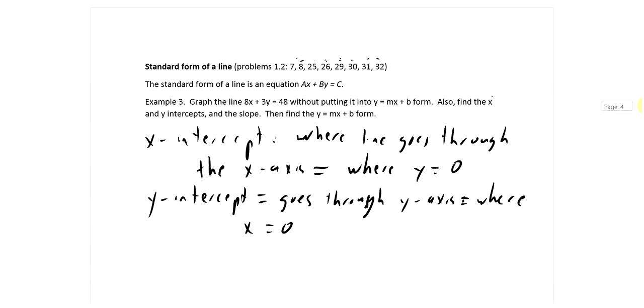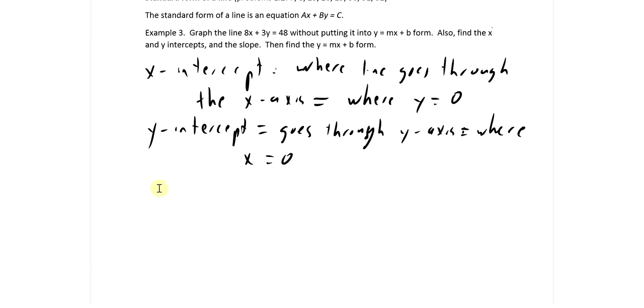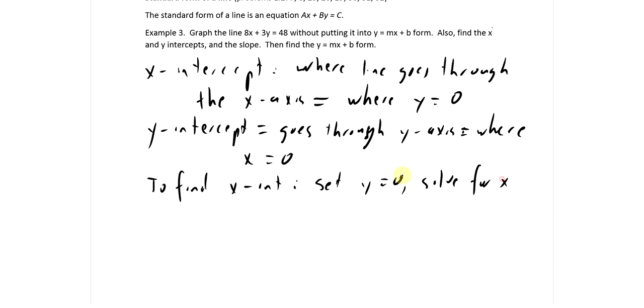Okay, so that gives us a way to find intercepts. To find the x-intercept, set y equals 0, solve for x. Right? Because the x-intercept is where y equals 0. To find the y-intercept, set x equal to 0, solve for y.